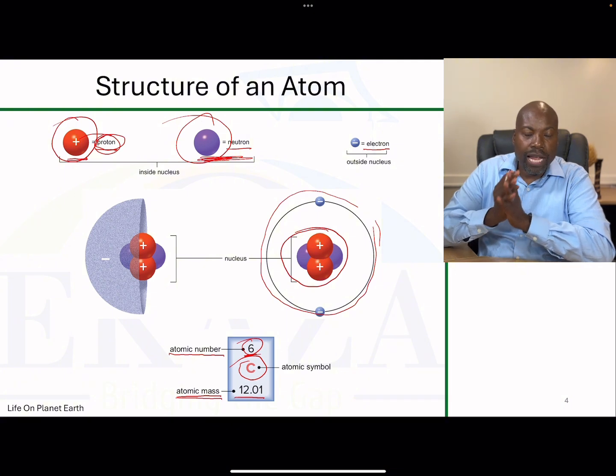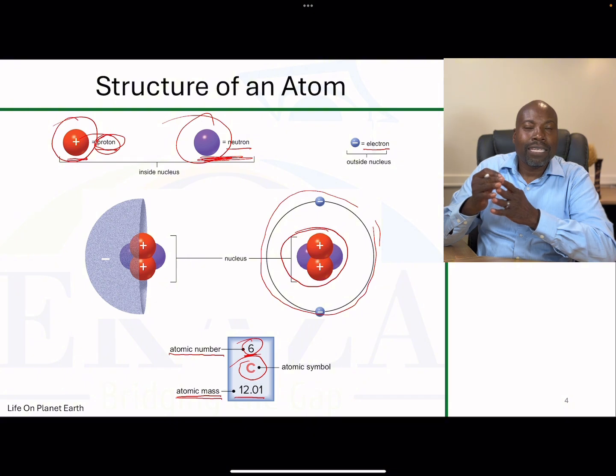Now, you notice that in the atomic mass, we only take into account protons and neutrons. We don't take into account electrons. Why? In spite of the fact that electrons are very much a structural part of an atom. The reason why electrons do not account in the mass of an atom is simply because electrons are too light, right? They have a negligible mass.